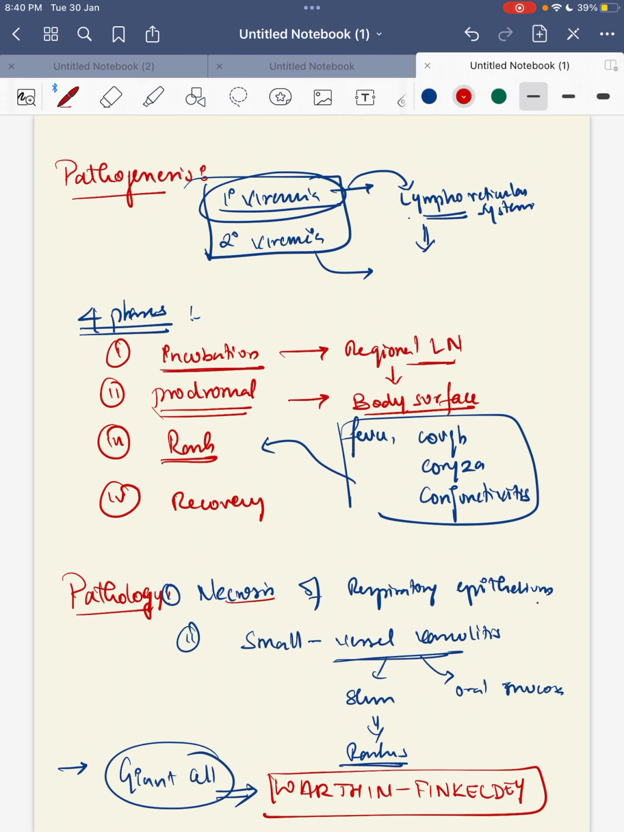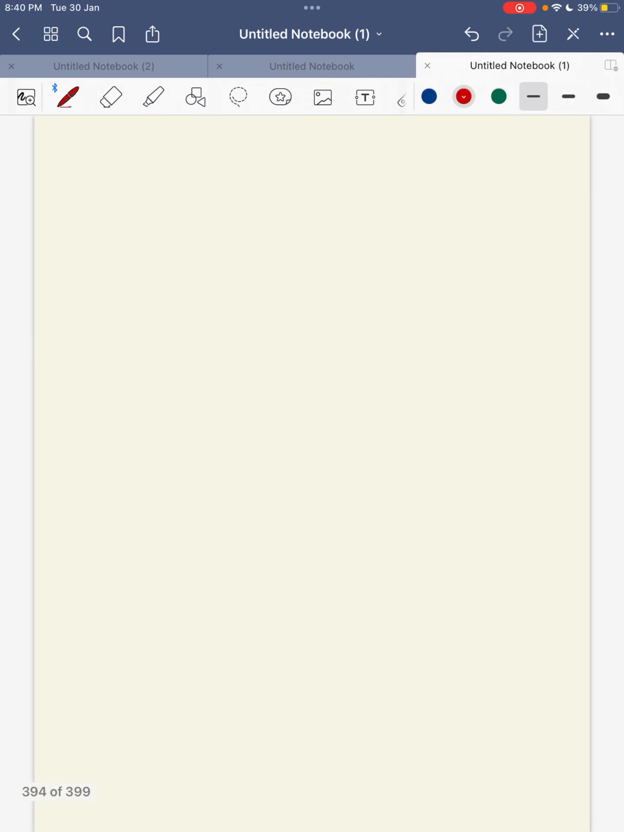One more time I will repeat. Pathology-wise, it causes necrosis of the respiratory epithelium, and small vessel vasculitis is present in the skin and the oral mucosa. When you see the histology slide of the rash, you will appreciate intracellular edema of the cell. Along with that, you will see giant cells. What does this giant cell mean? It is the fusion of all the infected cells. Nearly 100 nuclei will be present in it. That is called the Warthin-Finkeldey giant cell.